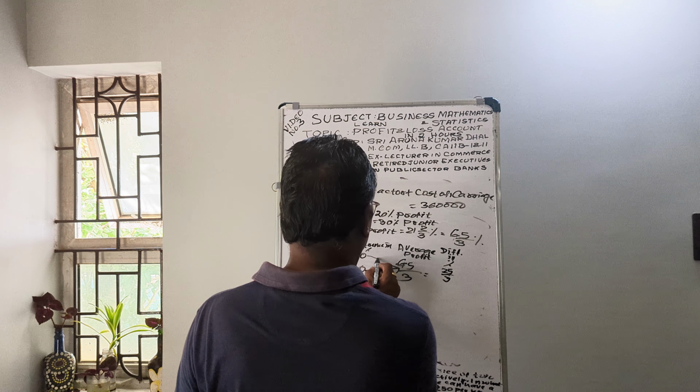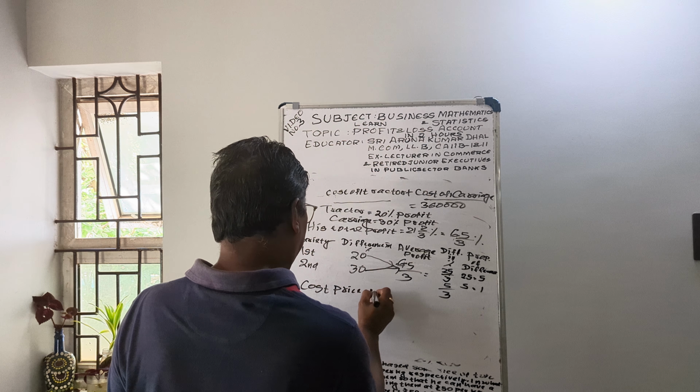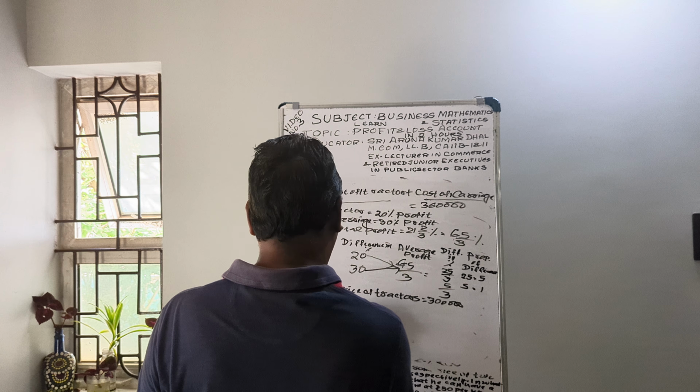So the proportion of difference is 25 is to 5, or we can write 5 is to 1. This is the answer. So this 5 is the cost price of tractor, and 1 is the cost price of carriage. 5 plus 1 means total is 6. So 3 lakh 60,000 by 6 is 60,000. So cost of tractor was 3 lakh. And the cost of carriage, we are proving whether it is correct or not, but the answer is 5 is to 1. So the cost of carriage is 60,000.